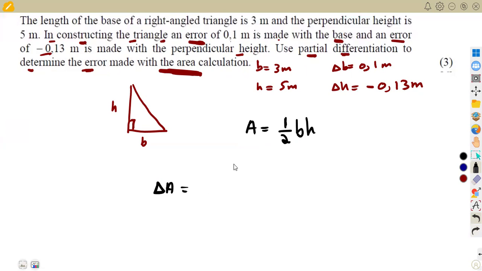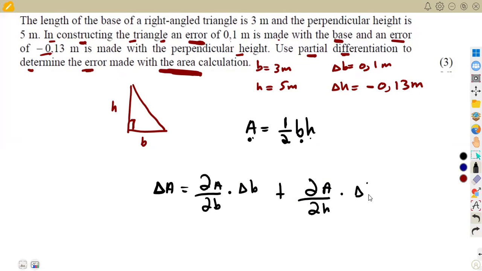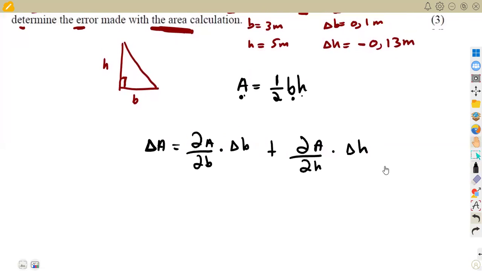So the change in area is going to be the derivative of area with respect to the breadth times the change in the breadth, what is being affected, plus the derivative of area with respect to the height times what is affected at that moment, which is the height. That is the idea there. So simply we need these derivatives, all right?